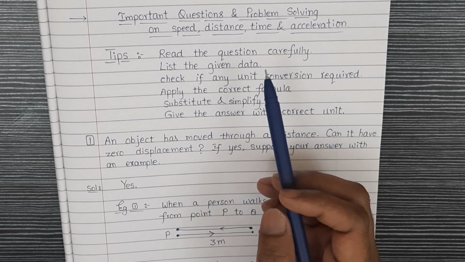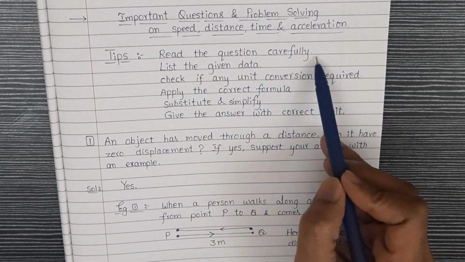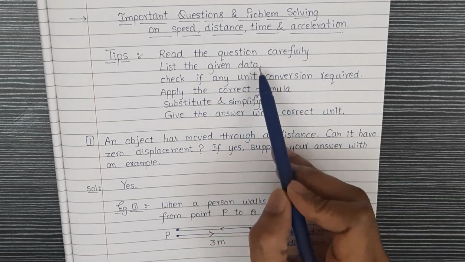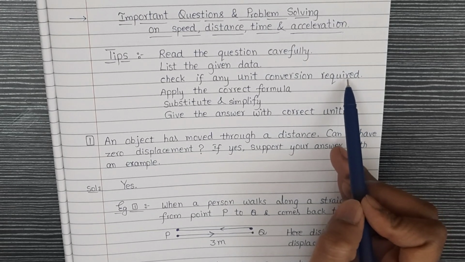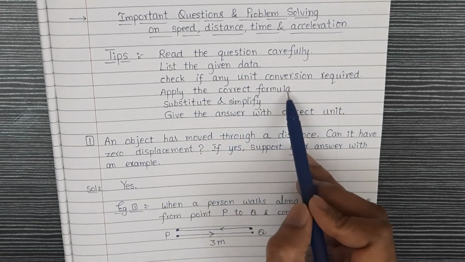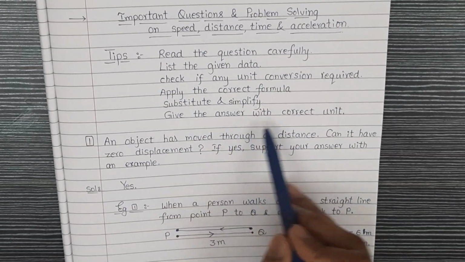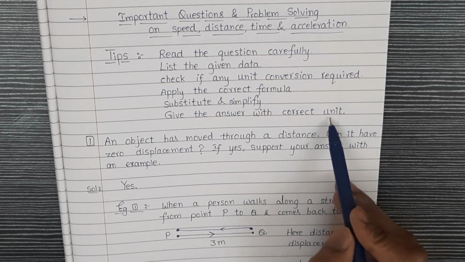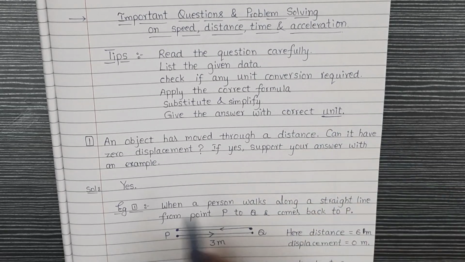So what are the tips whenever you are solving a numerical in physics? First, read the question carefully, list the given data, and check if any unit conversion is required, like centimeter, meter, kilometer. All the data is supposed to be in the same units, as you are aware. Apply the correct formula, substitute and simplify, and give the answer with the correct unit. The unit is also most important in physics numericals whenever you are solving.